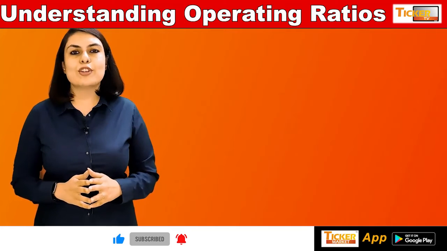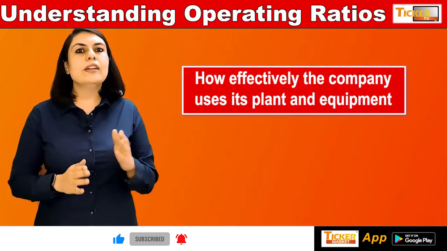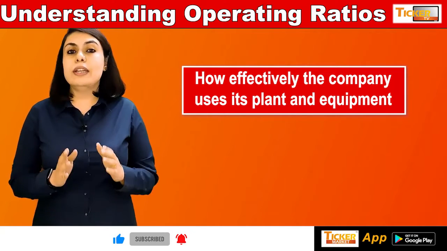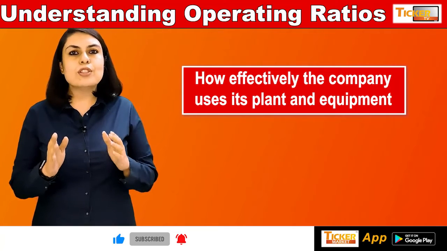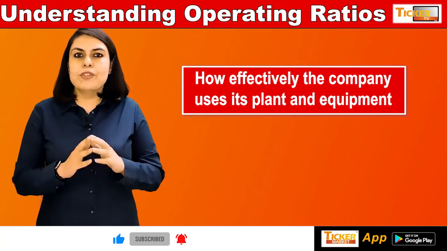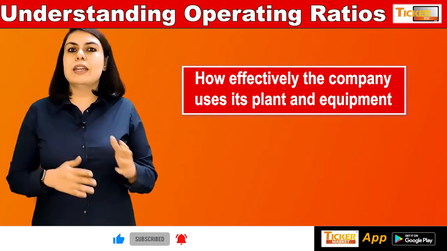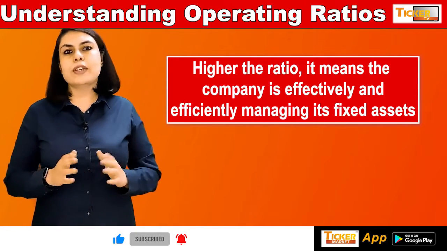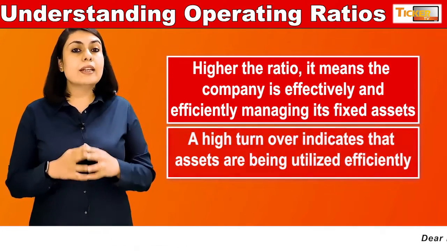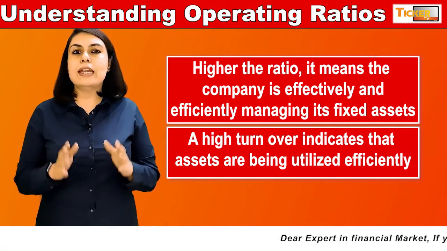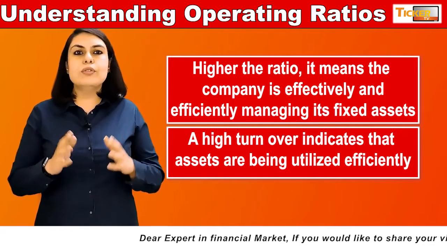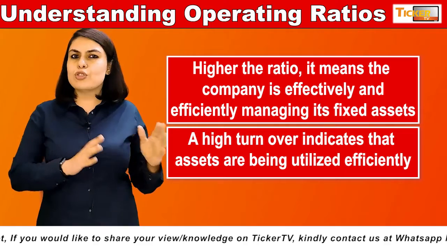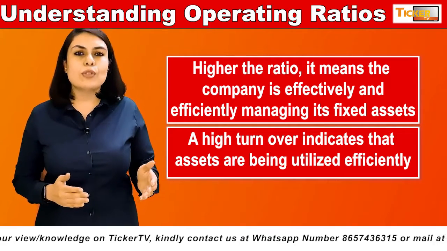The first is the fixed assets turnover ratio. It tells us how effectively the company uses its plant and equipment. The fixed asset turnover is an efficiency ratio that indicates how well or efficiently a business uses fixed assets to generate sales. Fixed assets include the property, plant, and equipment. The higher the ratio, the more effectively and efficiently the company is managing its fixed assets. A high turnover indicates that assets are being utilized efficiently and a large amount of sales is generated by using a small amount of assets. Another reason for high turnover could be that the company has sold off its equipment and started to outsource its operations.